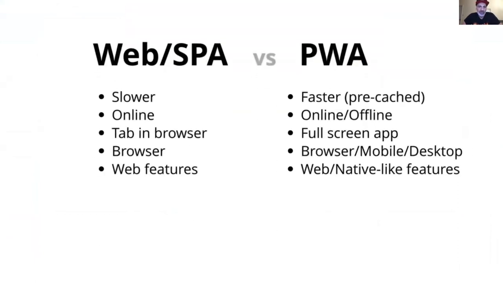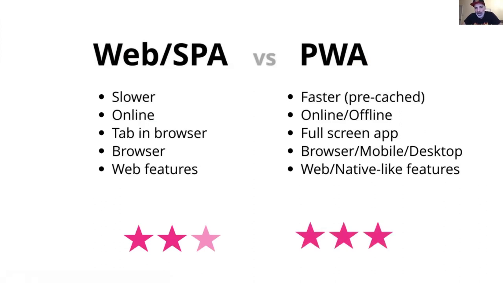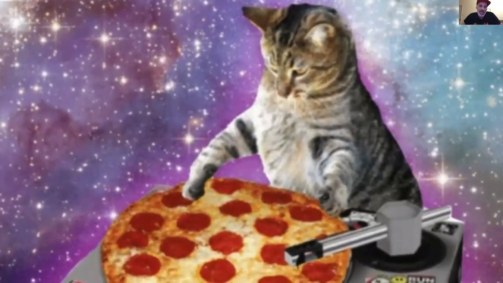And this is a little bit of an overview summarizing. Of course, PWAs are faster because we have this pre-cached content. They can work offline. They can work as a separate full screen app on different devices. They also have native-like features. So yeah, I hope I covered how offline first apps should be implemented and how we use PWAs to do that. So that's mainly the end slide.